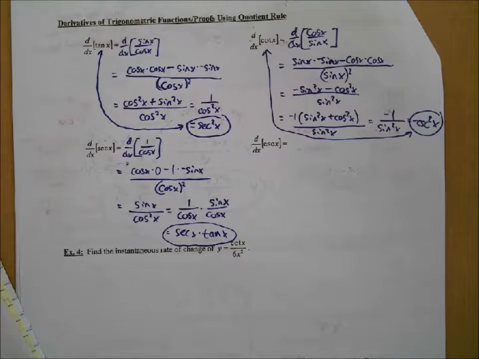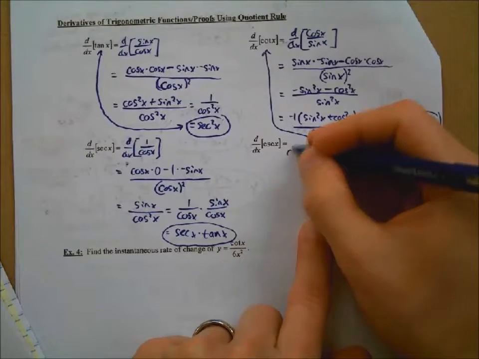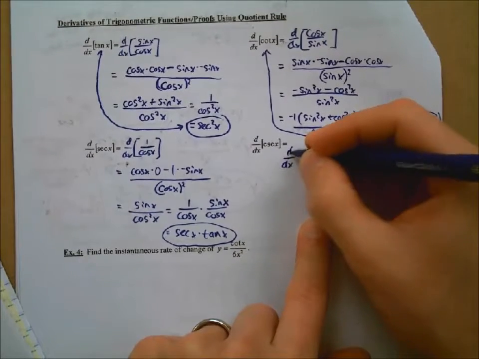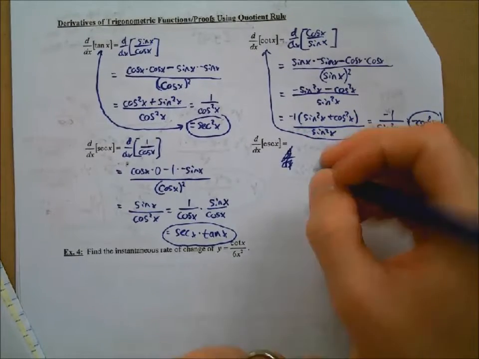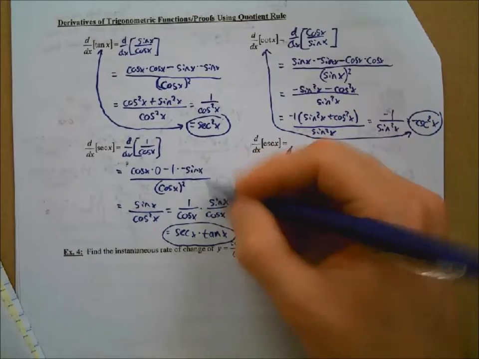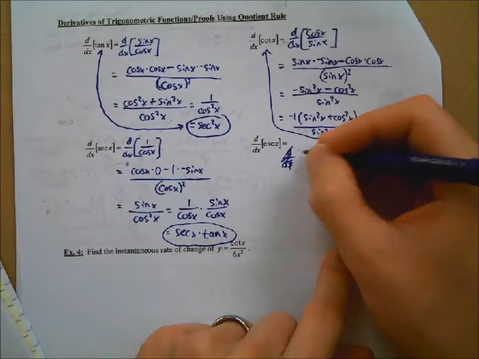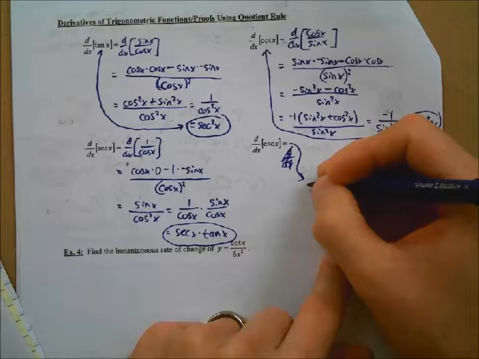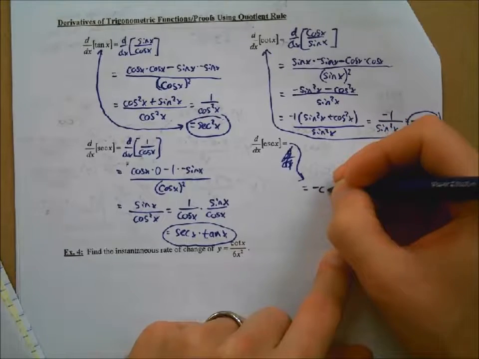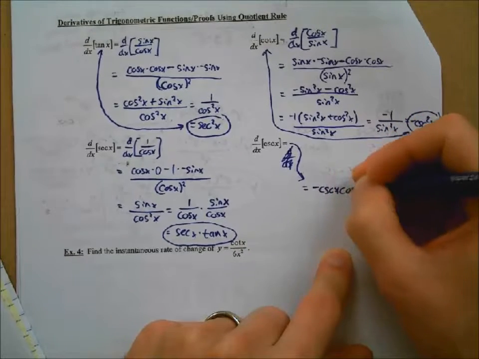Okay, and then cosecant's derivative is done in a similar fashion. Actually, I think I'm just going to skip through that and just give you the answer. So cosecant's, by a similar kind of setup to what we did here, is going to end up being equal to negative cosecant x cotangent x.